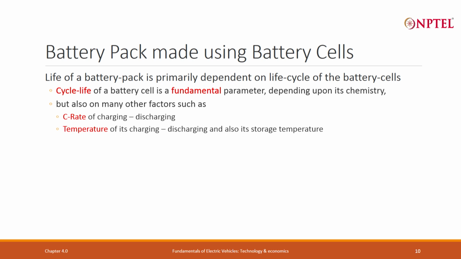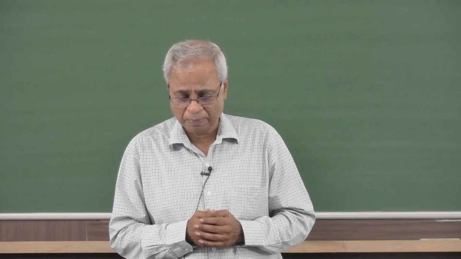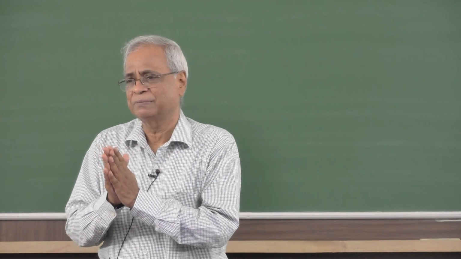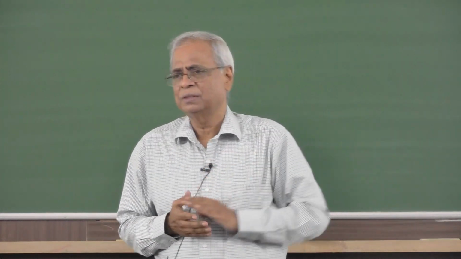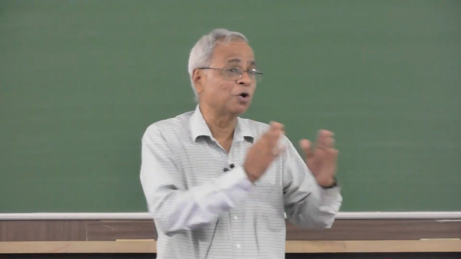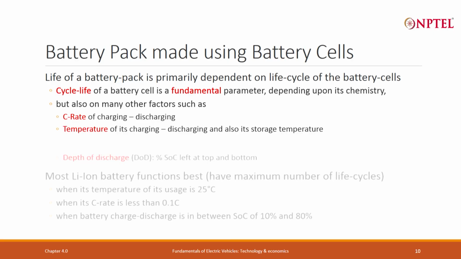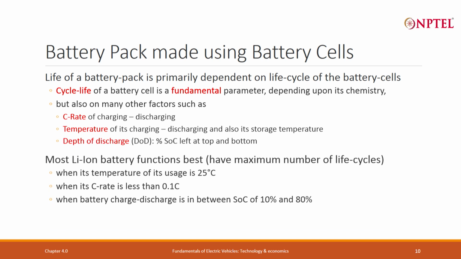But then I talked about how it is not an absolute number. The life cycle of a cell depends on the rate at which it is charged and discharged, so the C rate of charging. It depends on the temperature at which it is charged and discharged. I had talked about how 25 degrees centigrade is the best temperature for lithium-ion batteries. You charge it higher, the life cycle goes down. You charge it lower, life cycle goes down. It will also depend on the C rate. Depth of discharge: if you try to use 100% depth of discharge, the battery life will significantly go down. So, you tend to leave something at the top and the bottom, which improves the life of the battery.